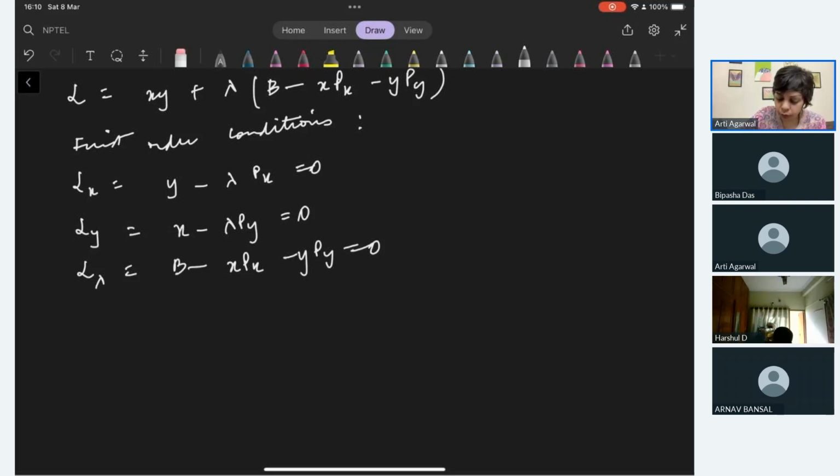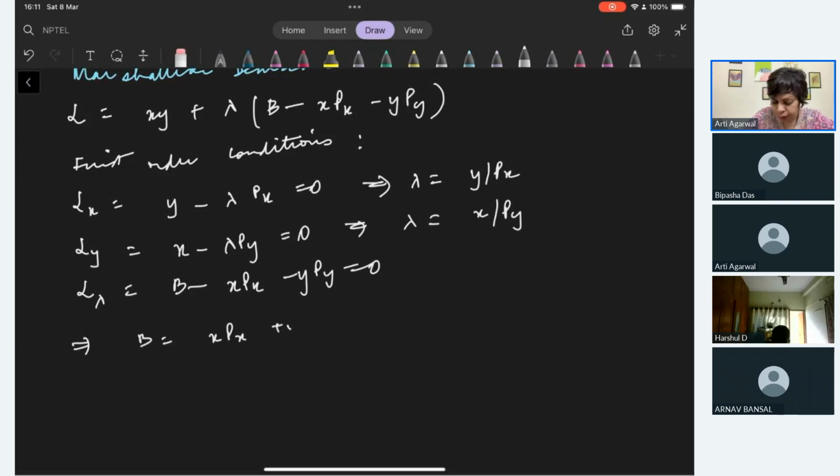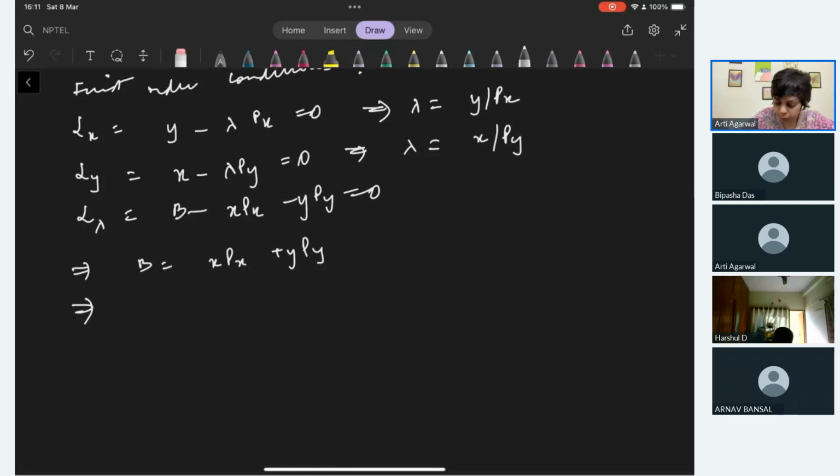This expression, you can simplify as lambda is equal to y by px. And similarly, you can simplify this expression to lambda is equal to x by py. And this last expression, you can simplify as x px plus y py equal to b. Now, in this last expression, I just divide the entire equation by px py. So this becomes b by px py is equal to x by py plus y by px.